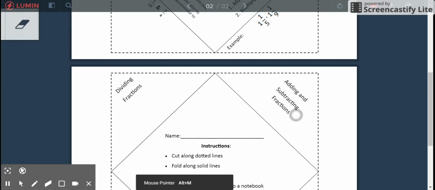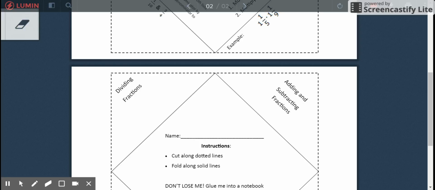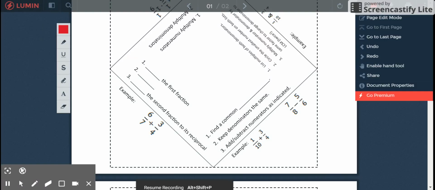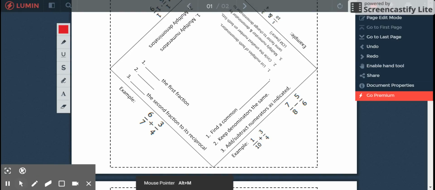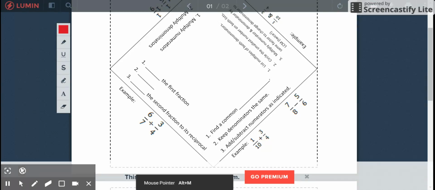Adding and subtracting fractions. Take a look at the back of the adding and subtracting fractions flap. We're given two problems here.